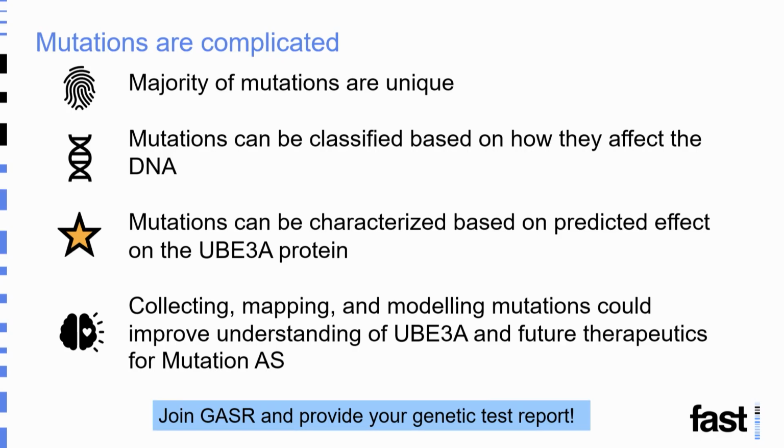So, bottom line is, mutations are really complicated. We can classify them based on how they affect the gene. But more importantly, really, is understanding how they affect the protein. And what we really need to do is collect and map and model as many mutations as possible. So especially if you have a loved one living with mutation AS, please join the Global Angelman Syndrome Registry and update your account with your registry or with your genetic test report so that we can make sure we've got a broad base of mutations.